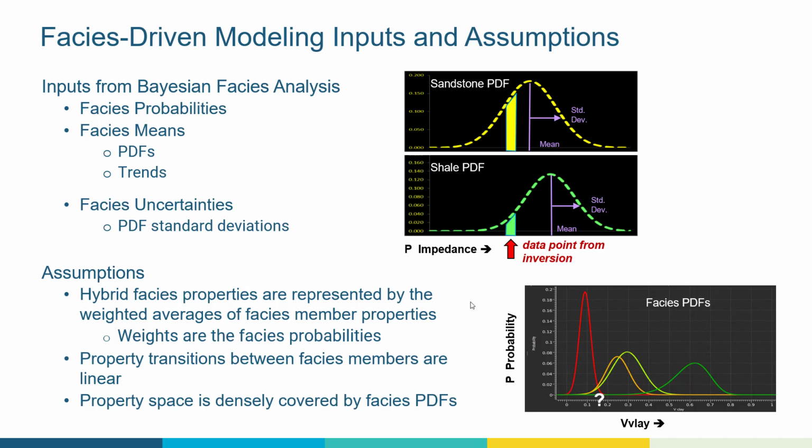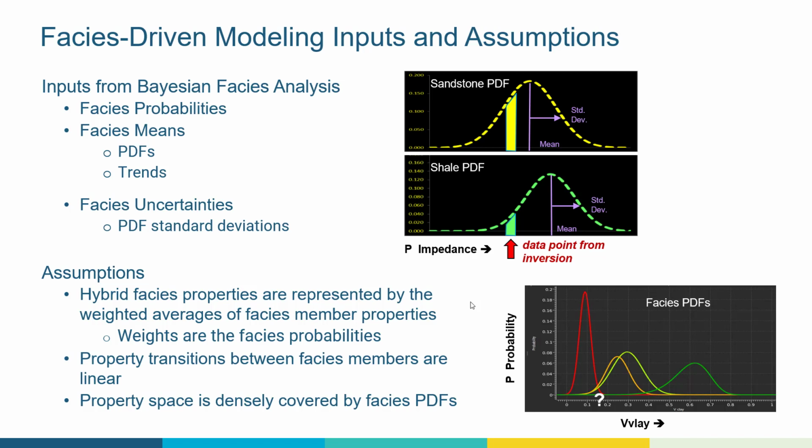So the question is, how do I estimate reservoir properties for regions between those facies? Such a point is labeled with a question mark there. It's not really under the red or the orange or any of the greens. It's kind of in between. We sort of call that a hybrid facies.